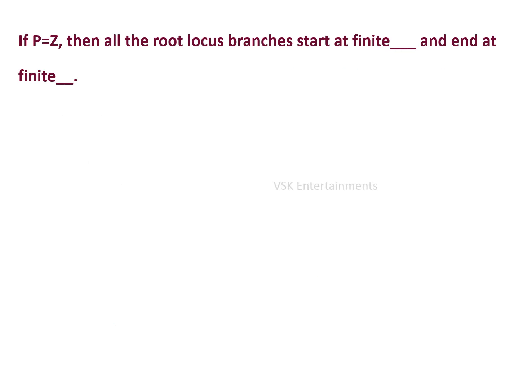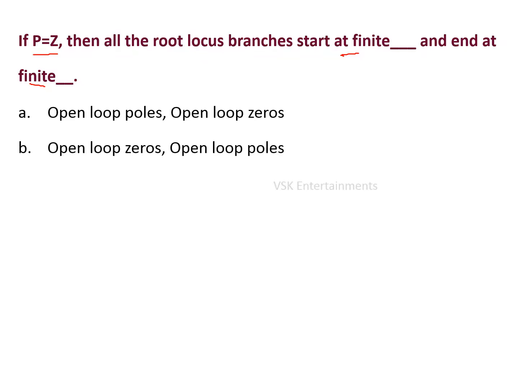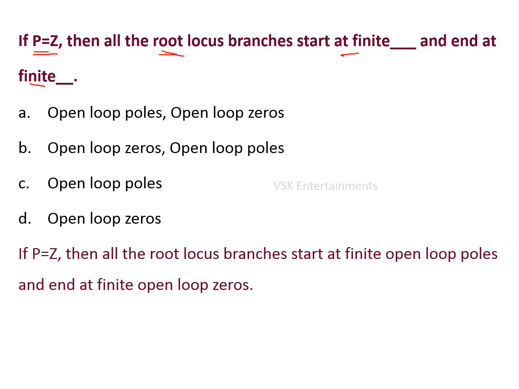Coming to next one, if P is equal to Z, then all the root locus branches start at finite dash and end at finite dash. Options are open loop poles, open loop zeros, and so on. This concept is related to root locus. Here the number of poles is equal to the number of zeros. Then the root locus branches start at the finite open loop poles and end at the finite open loop zeros.